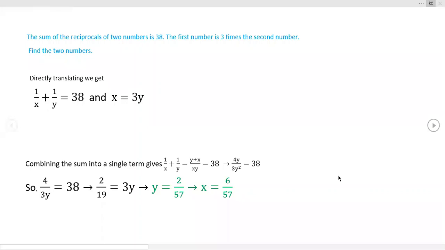Good evening, everybody. I have a direct translation word problem for you. The nice thing about these is that if you can just convert the English or your native tongue into mathematics, you can kind of forget what the problem says and just let the math do the work.